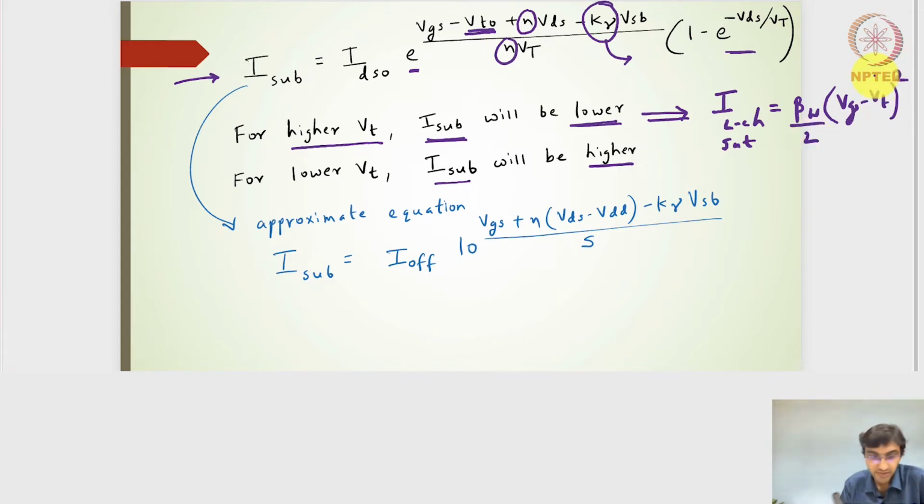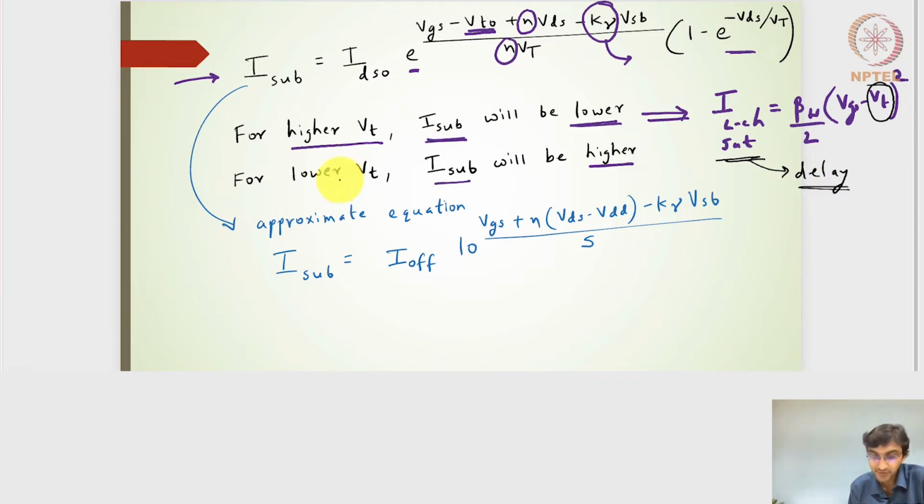Now, if I choose a higher VT here, VGS minus VT is going to be less, and the long channel saturation current is likely to drop. And this will have an effect. A lower current is likely to have a lower charging or discharging effect, and thereby the delay is likely to be increased. So a higher VT is likely to give me a reduced subthreshold leakage current and thereby a reduced static power, but it will have an effect on the overall performance.